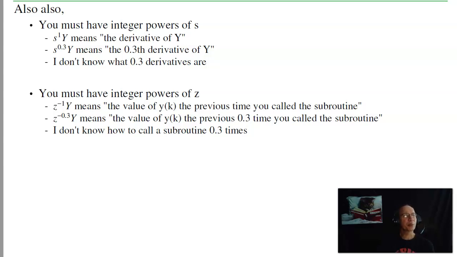Same thing in the z-plane. Z inverse means the previous value of y. I've got a subroutine being called every 10 milliseconds. Zy means what was y last time I called the subroutine. Z to the minus 2y means what was y 2 samples in the past. So z to the minus 1 makes sense, z to the minus 2 makes sense, z to the minus 0.3 means what was y a third of a subroutine call in the past, and I don't know what a third of a subroutine call is.